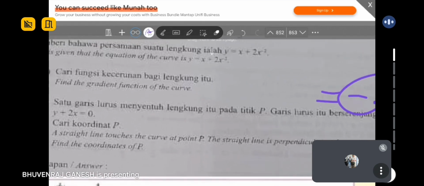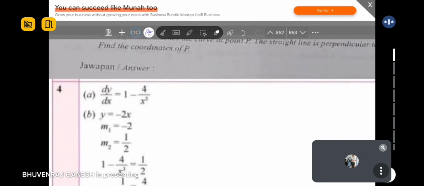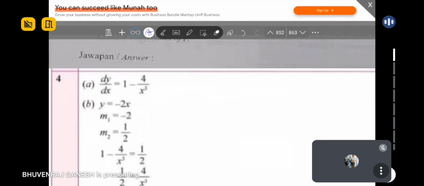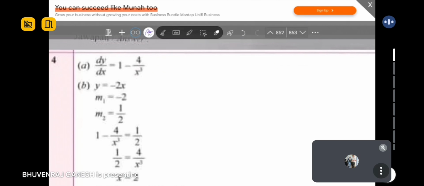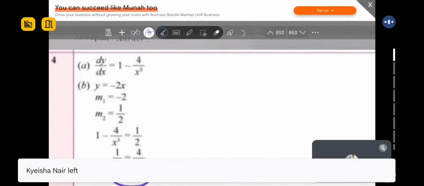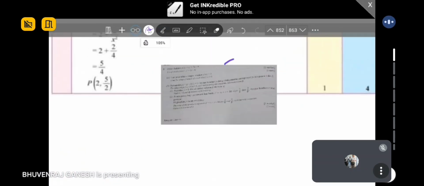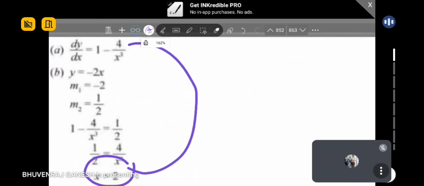Alright. Okay guys, so you equalize both of them. Bagi mereka sama, cari nilai x. Find your x value. So when you solve, you will get x equal to 2. Now guys, x equal to 2. Do you substitute inside dy dx? Okay, wait, sorry. Okay, so x equal to 2.